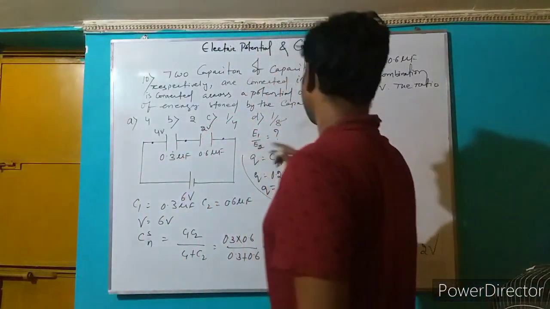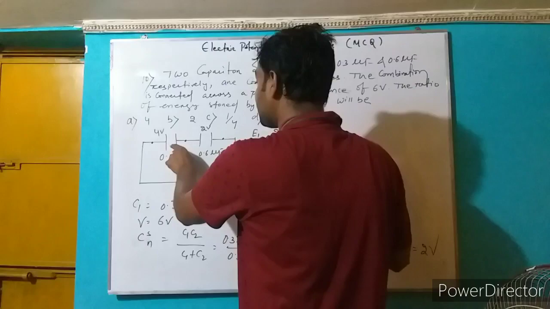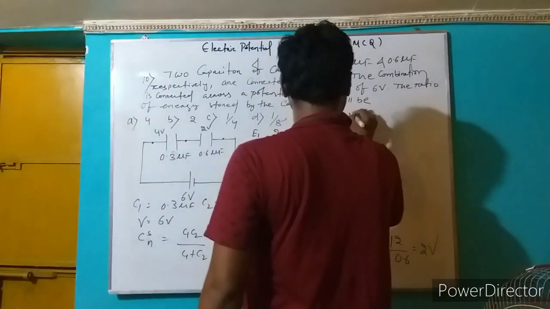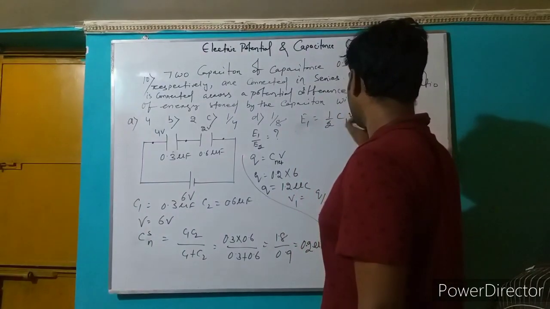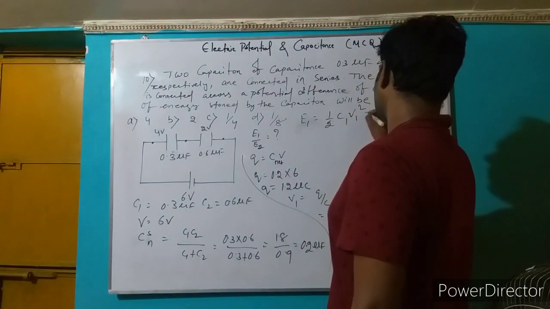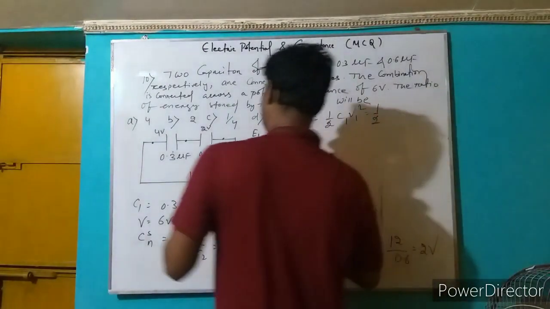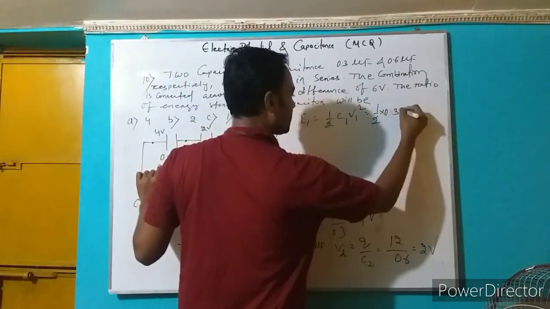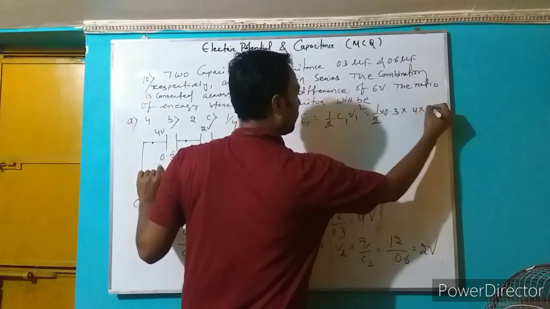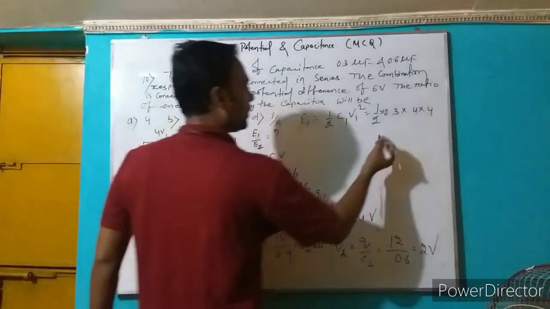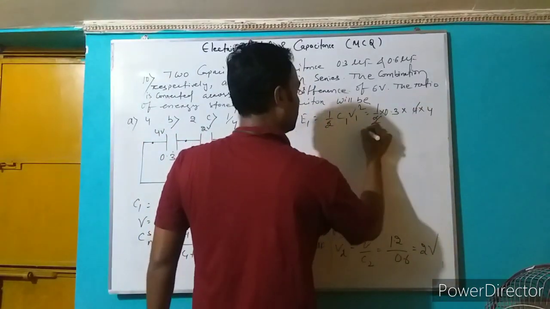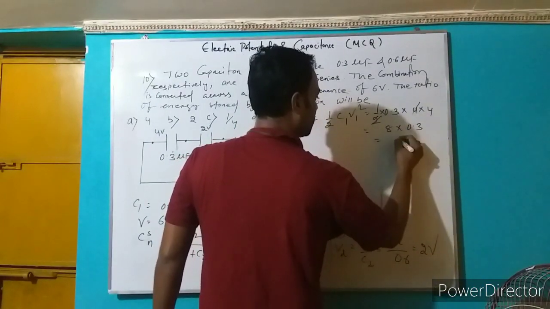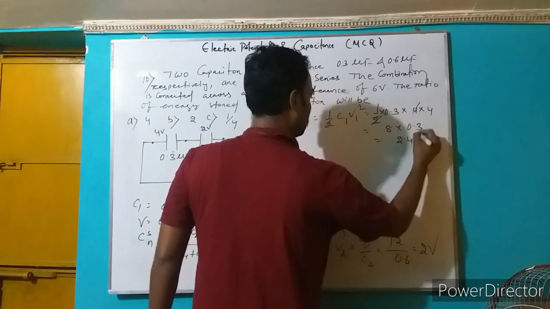Now we have to find the energy stored in capacitor 1. So E1 equal to half C V square, where C is C1 and V is V1. So half into 0.3 into 4 into 4, the 2 cancels out, so 8 into 0.3, that means 2.4 joule.